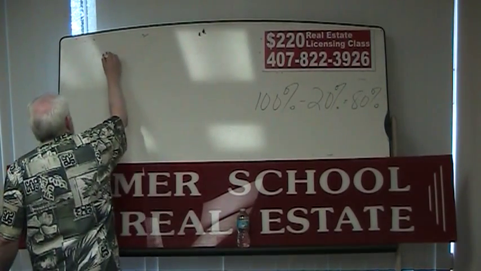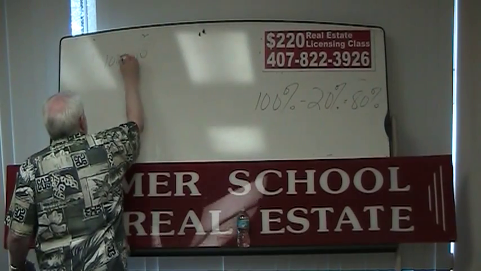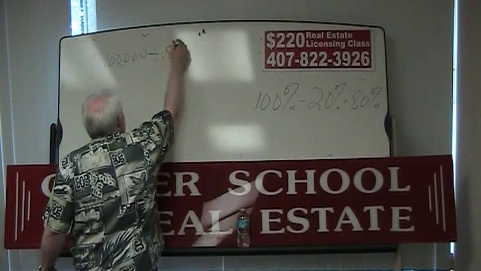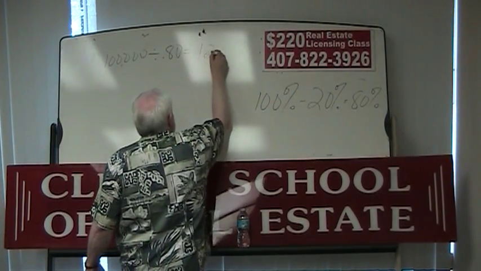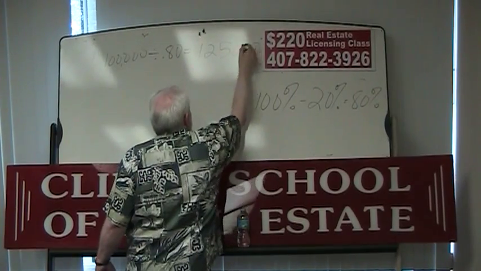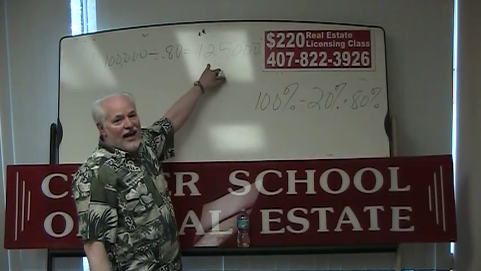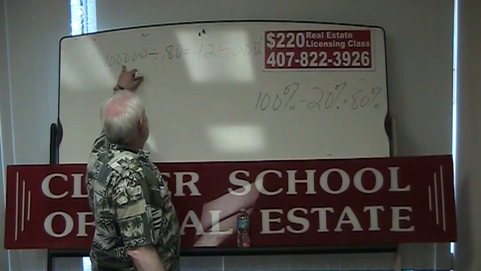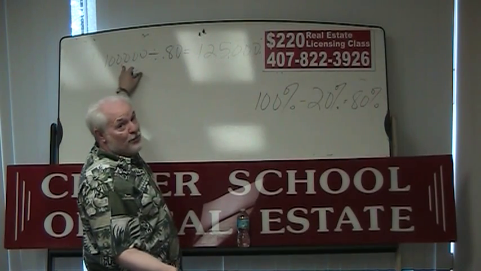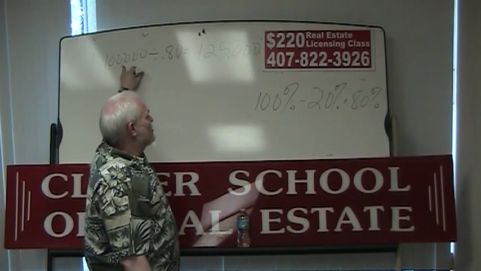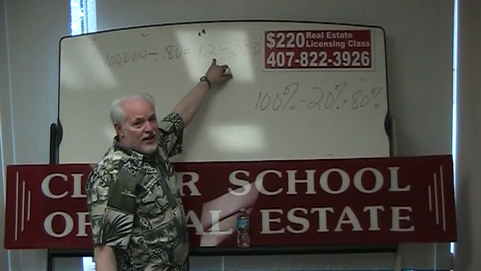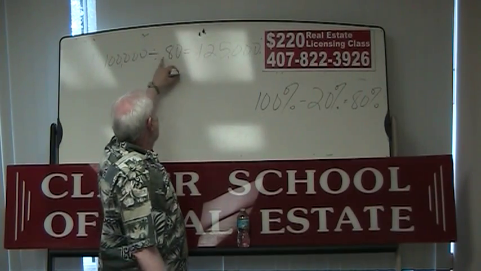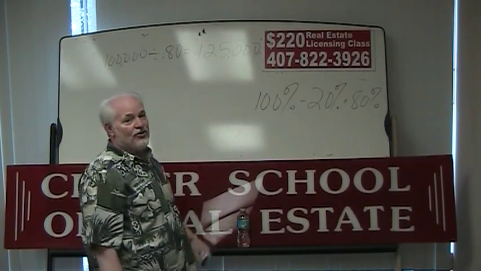So if we take $100,000 and divide it by 0.80, it'll tell us that he paid $125,000 for the loser property. He sold it for a 20% loss. A 20% loss. 20% of what? 20% of this number. So he sold it for a 20% loss, or $25,000 loss.